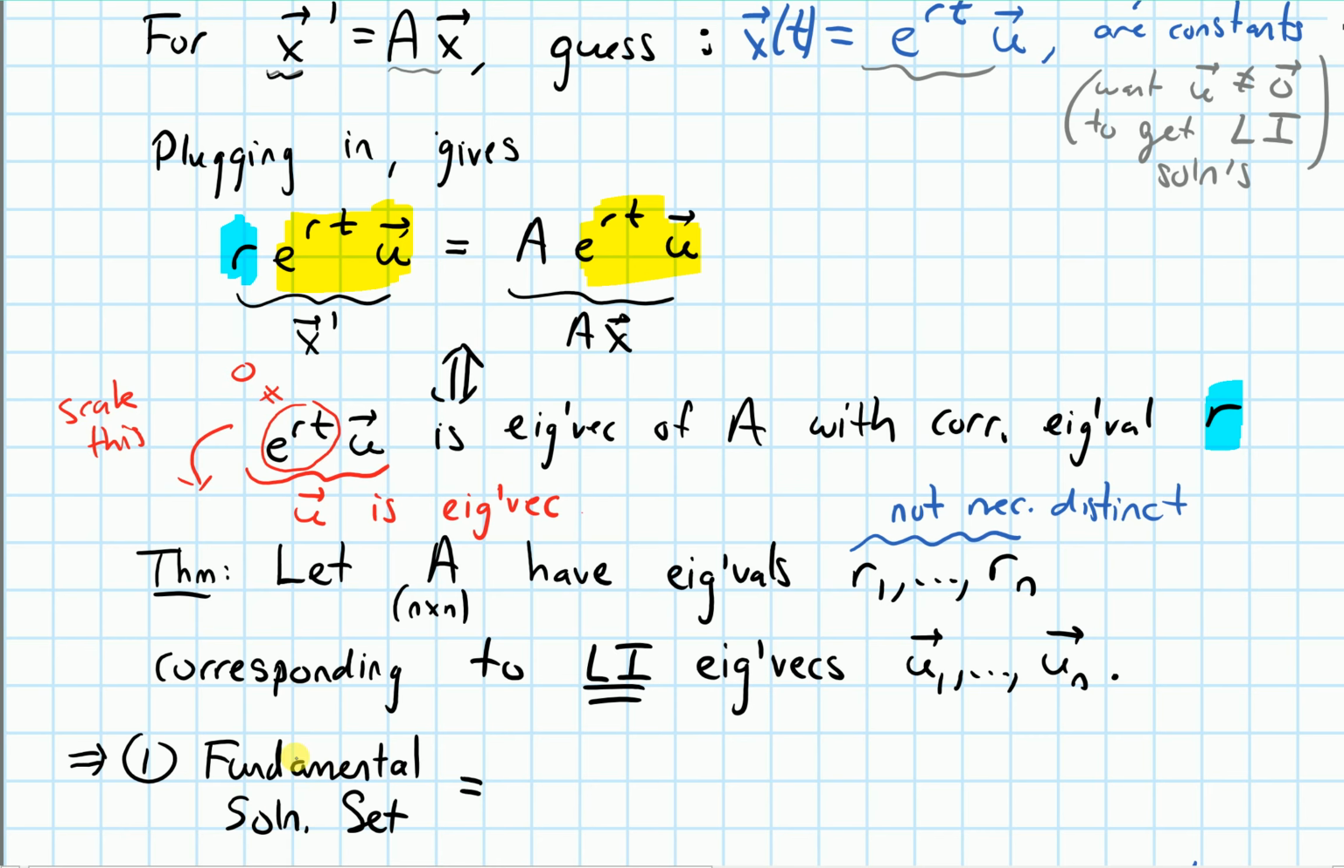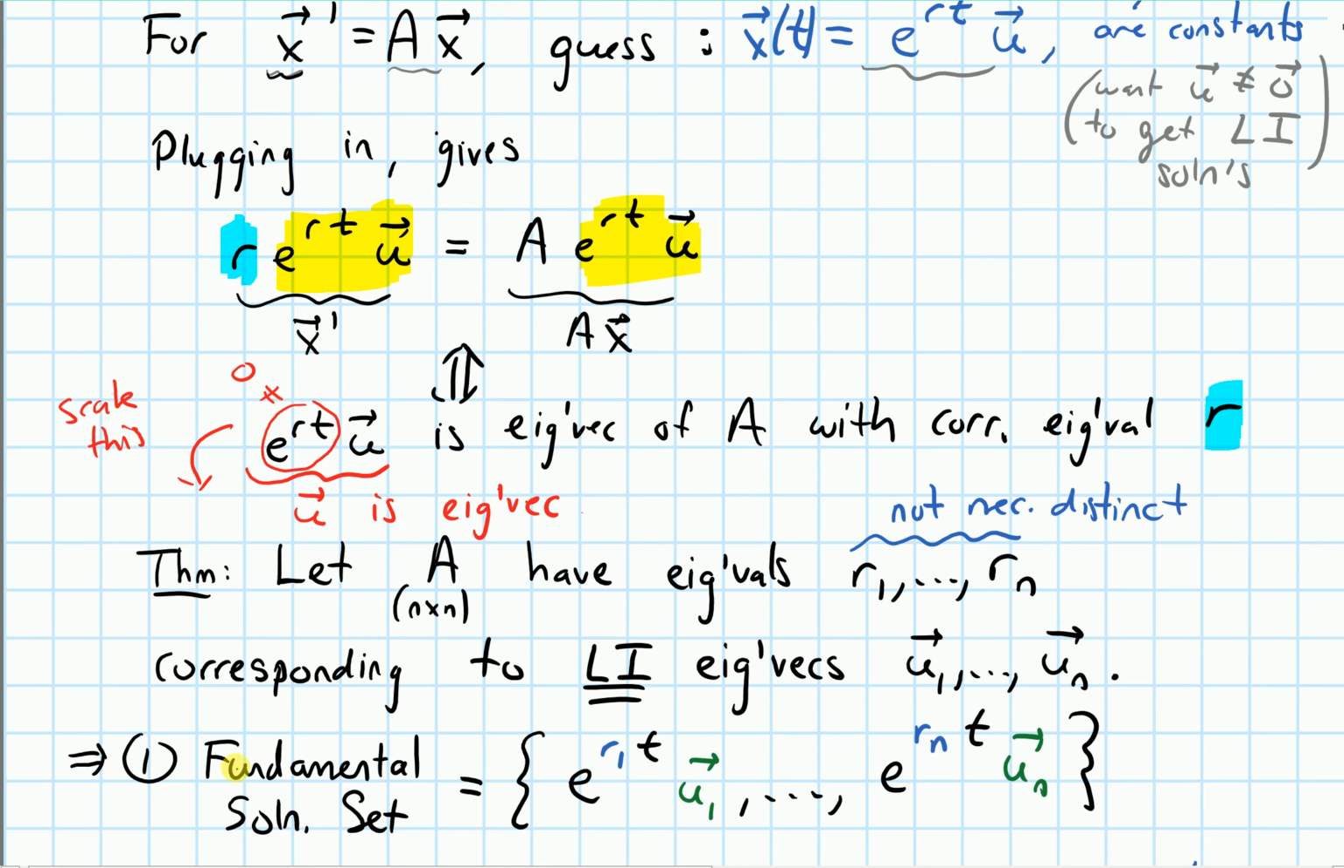Then we can form a fundamental solution set by using the idea from above. So we take e to the eigenvalue times t, and then multiplied by its corresponding eigenvector, which I'll call u1, and then dot dot dot up until the last one, e to the eigenvalue rn times t, and then times its eigenvector un. So this is a fundamental solution set.